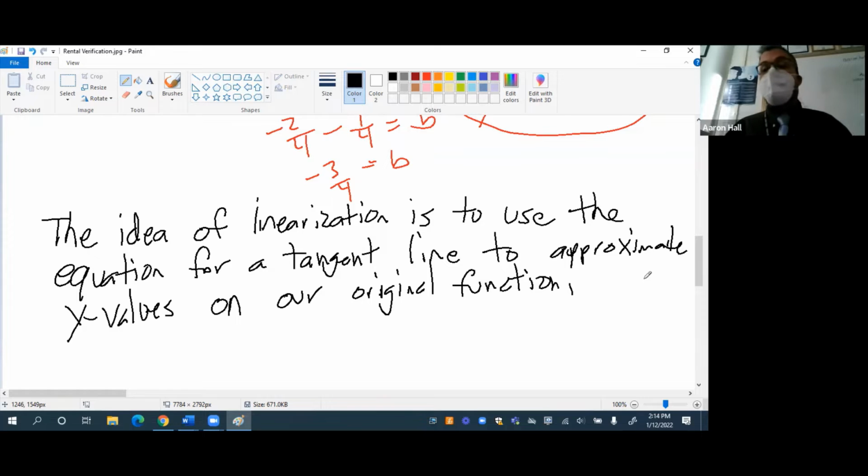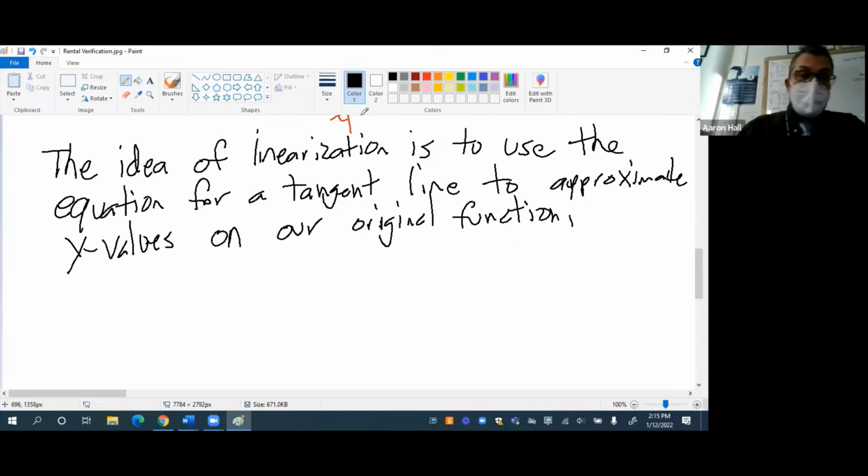What is linearization? You use a tangent line and you measure the tangent line so you can figure out y values on the equation. Yep, correct. Nice. So we're going to use our equation for the tangent line to make an approximation of our y value from the original curve.